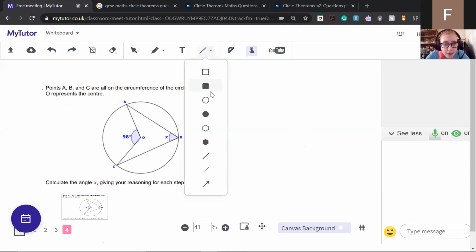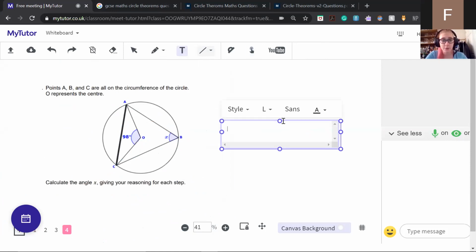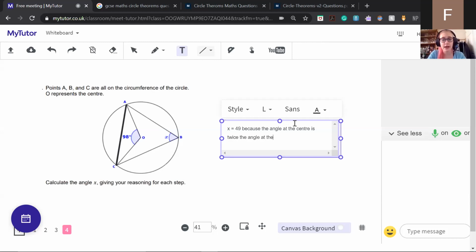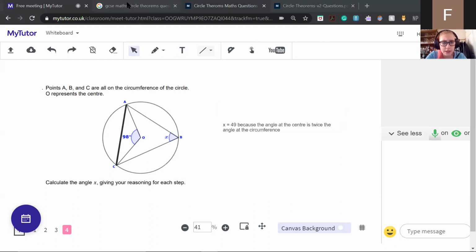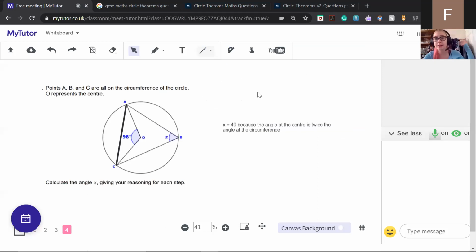We can put a line on ourselves if we want to. If we imagine a line here, this angle, 98 at O, is the angle formed at the center, and X is one of the angles formed at the circumference. So our answer is X equals 49, because the angle at the center is twice the angle at the circumference. This is probably a 2-mark question: one for getting it right, the other for the explanation.